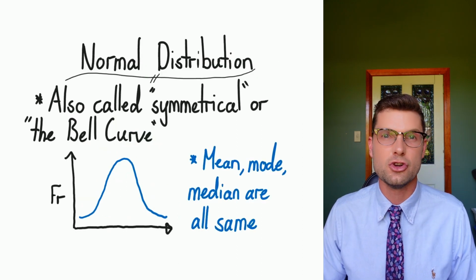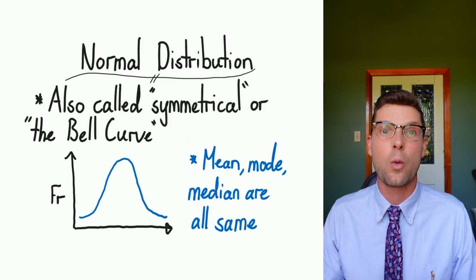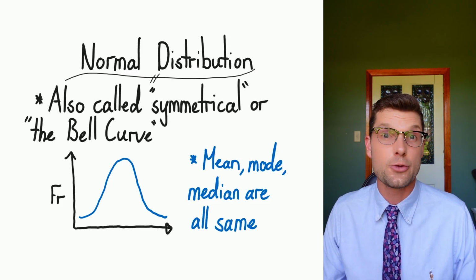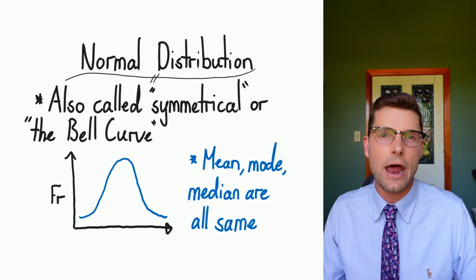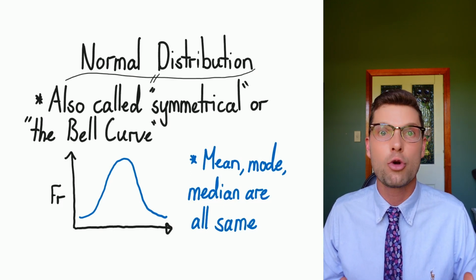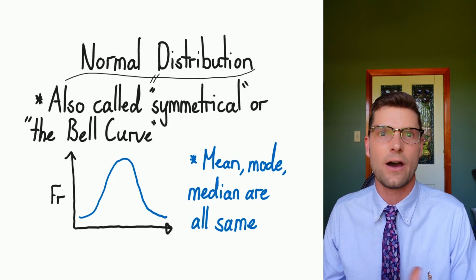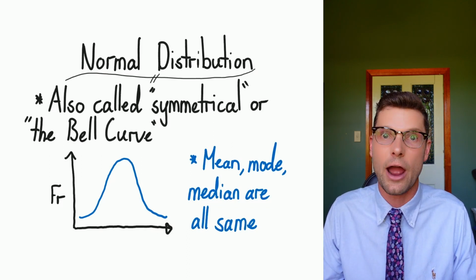So normal distribution is really easy to see. It's where we look at something that is symmetrical, and that's actually another word for it. This could be a symmetrical data set. Another word for this is sometimes called the bell curve because it looks like a bell, and it's really easy to identify straight away. It kind of just looks right.